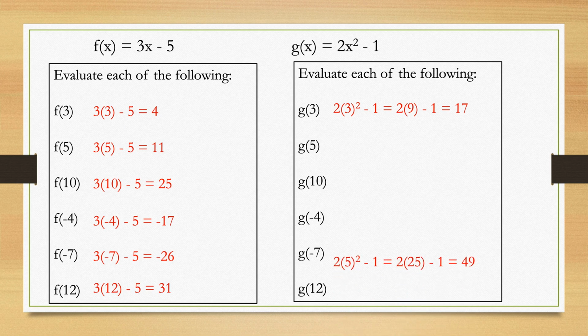Okay, so that would become 2 times 5 squared minus 1. Square that 5 right away, because that gets done by order of operations. 5 squared is 25. 2 times 25 is 50. 50 minus 1 is 49. Okay, now you try the next 4. Go ahead.